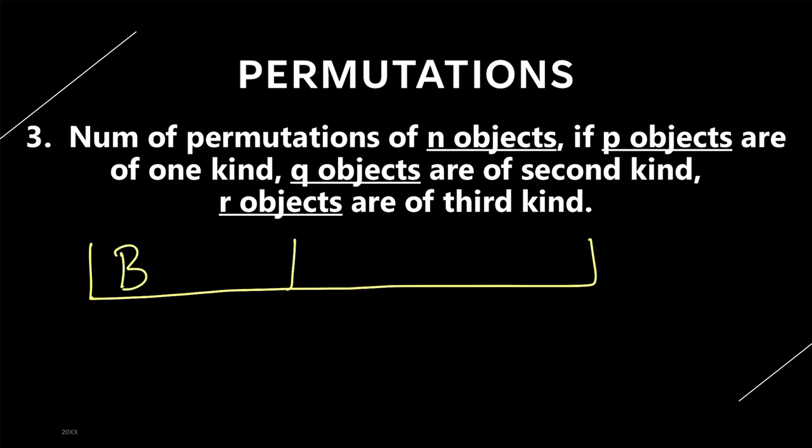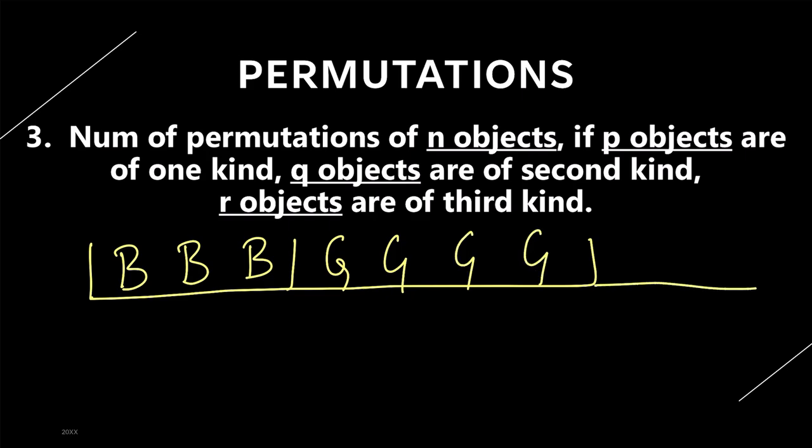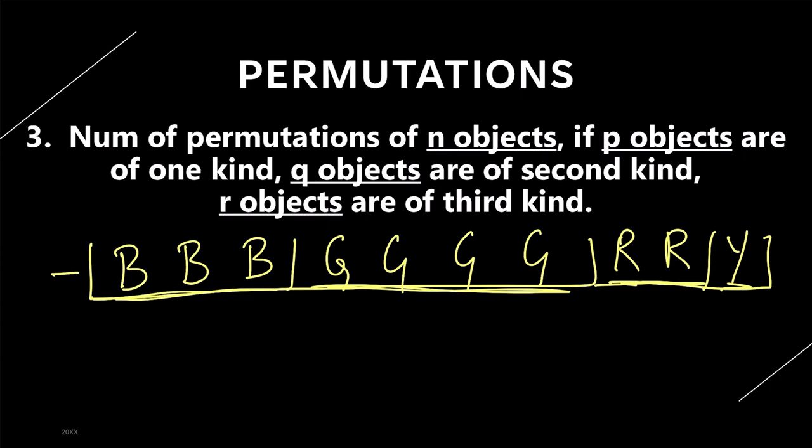10 balls means there are 3 black balls, 4 green balls, 2 red balls, and 1 yellow ball. So there are total n balls, and you have to pick n objects. N objects means you have to pick 10 balls, where 3 are of one kind, 4 are of one kind, 2 are of one kind, and 1 is of a different kind, right?